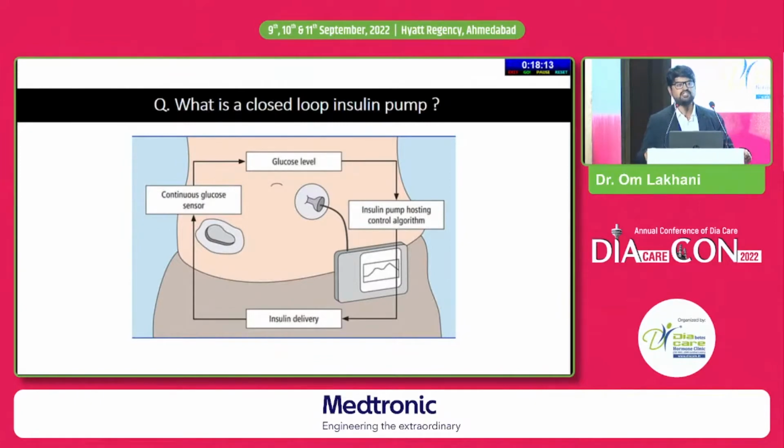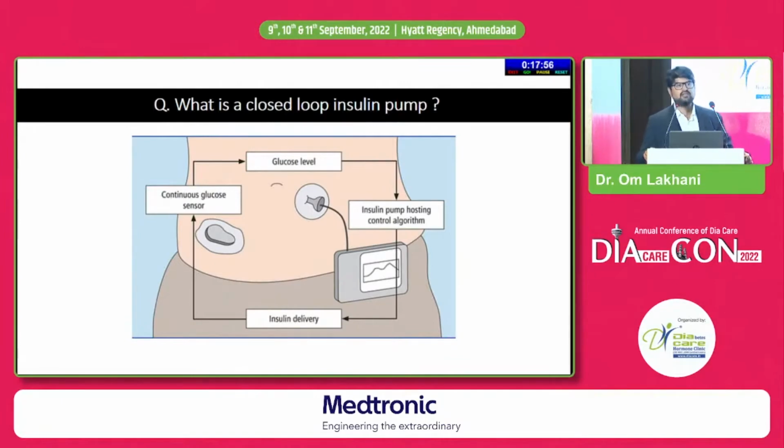What a closed loop device does is sense the glucose through the continuous glucose monitor. It communicates with the insulin pump regarding the current glucose level, and based on the glucose level, the insulin is released, and then the cycle is completed. So it's a closed loop. This is a closed loop device.